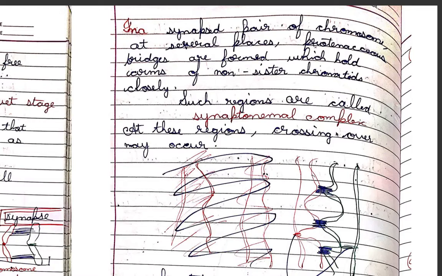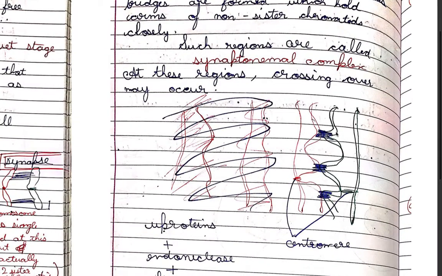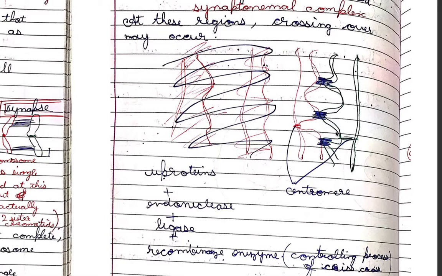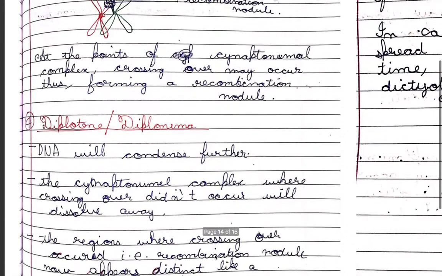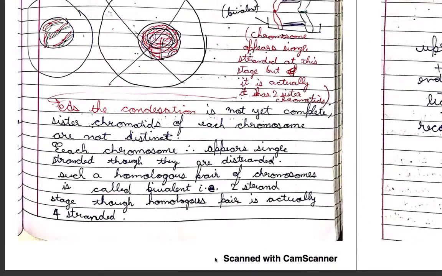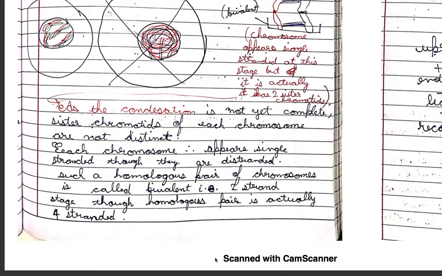In a synapsed pair of chromosomes, at several places proteinaceous bridges are formed which hold the arms of non-sister chromatids closely. Such regions are called the synaptonemal complex. At these regions, crossing over may occur. These synaptonemal complexes have proteins, endonuclease, ligase, and recombinase. Recombinase here is for controlling the process of crisscross, that is the heterozygous chromosome formation.